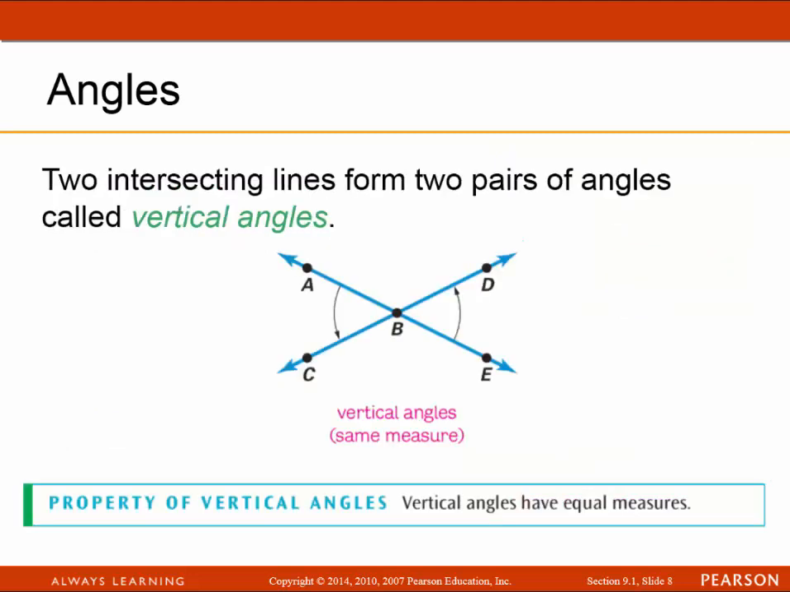Now the next thing we're going to talk about are intersecting lines. So two intersecting lines form two pairs of angles called vertical angles. And here in the diagram we can see angle ABC and angle DBA. So those two angles are vertical angles, and vertical angles have equal measures. And that comes in handy later on when we talk about transversals.